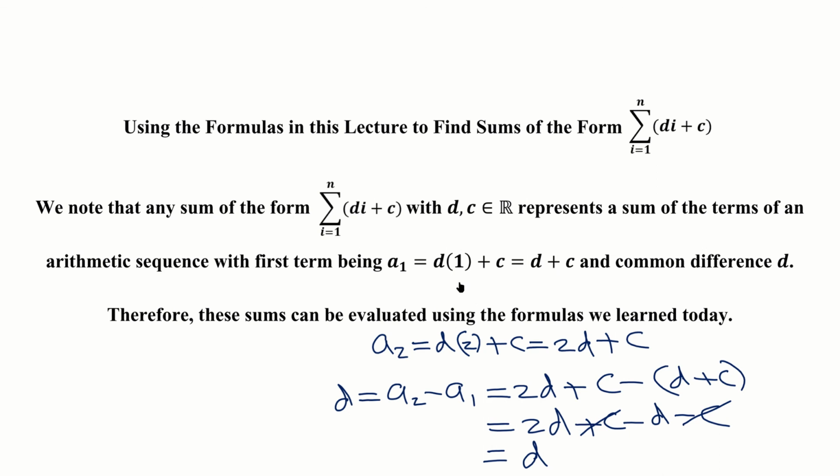So that's how we know if we have a sum of this type, with the summand being of the form d times the summation index plus some constant, with d and c both being constant, then we're looking at an arithmetic sequence in disguise, right? The terms of an arithmetic sequence, I should say. And the sum also being the sum of the first n terms of an arithmetic sequence, therefore being an arithmetic series. Okay, so let's go ahead and use that fact.